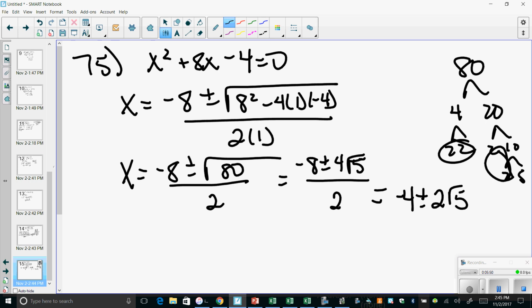I'm going to stop here. The rest of them are very similar to these, and if you have any specific questions, let me know, but the rest of them you can do using the quadratic formula. So let me know if you have any trouble, and we will proceed from here.